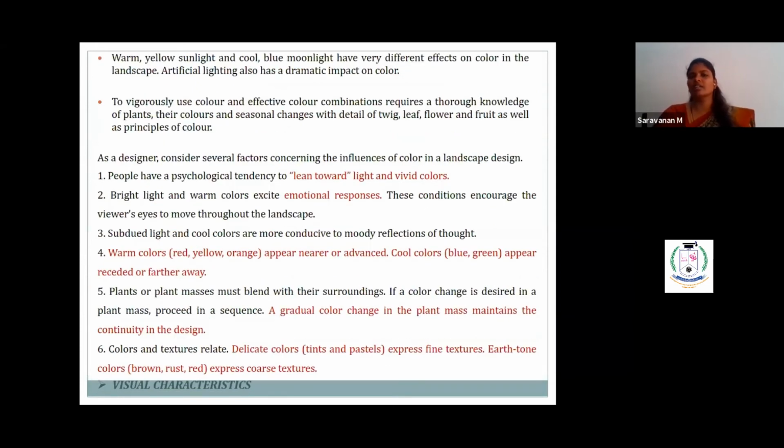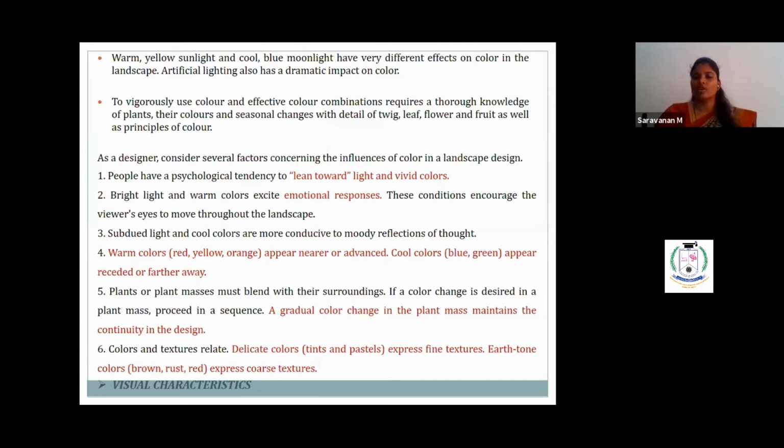So as a designer, we consider a few elements, which is the influence of colors in landscape design. The first point is that people have a psychological tendency to lean towards light and vivid colors. Bright colors and warm colors give more emotional response. These colors engage the viewers to move throughout the landscape. And the third point is that subdued lights and cooler colors are more conducive to moody reflections of thoughts.